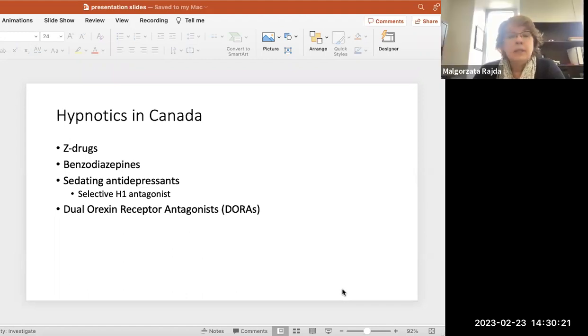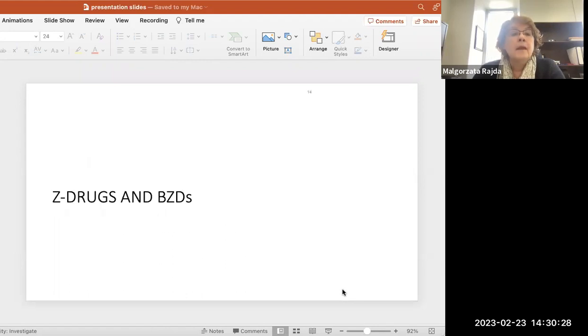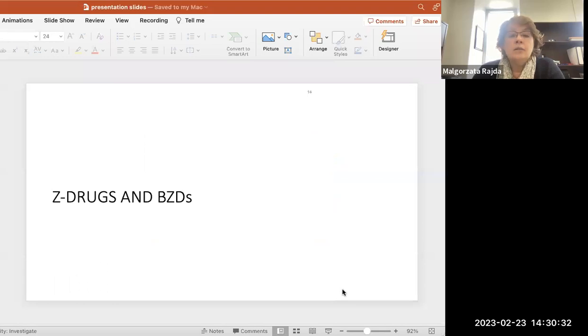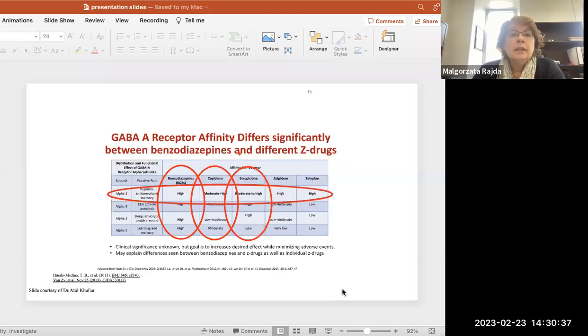So let's talk about the medications that are available in Canada, because the story is a bit different in the US. So the most common ones in Canada are the so-called Z drugs and benzodiazepines. Z drugs are simply more selective with respect to the GABA A receptor, and when given in high enough doses, they become regular benzodiazepines.